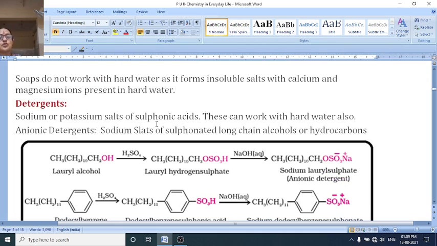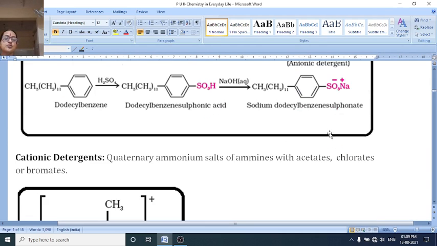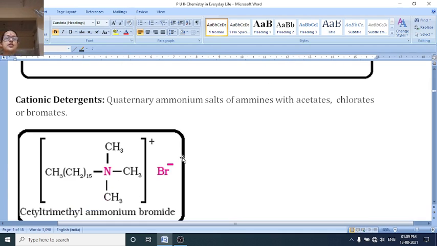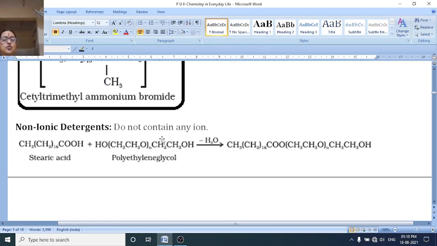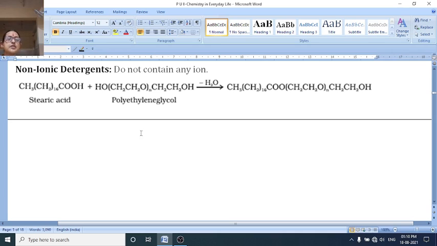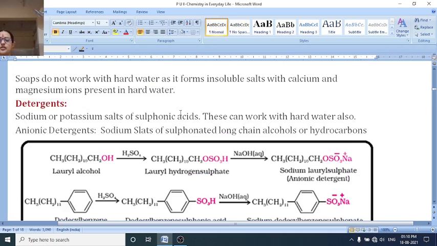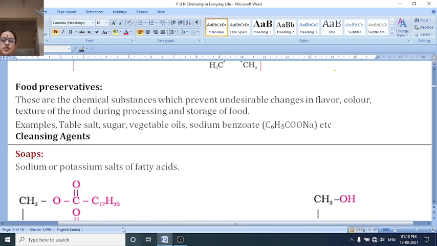Sodium or potassium salts of sulfonic acid. These can work with hard water. Also anionic detergents: sodium salts of sulfonated long chain alcohols or hydrocarbons. Here is its example. Next is cationic detergents: quaternary ammonium salts of amines with acetates, chlorides or bromides. Next is non-ionic detergents. They do not contain any ion. The example is polyethylene glycol. So here was a brief summary of it. By this we have finished chemistry in everyday life.